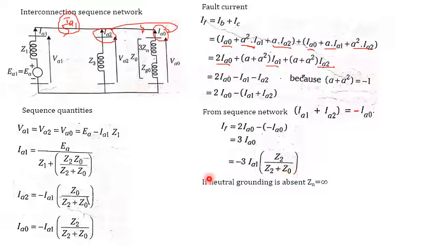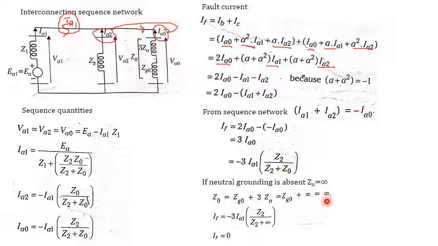Okay, so what will happen if it is not grounded? Zn will become infinite, so hence Z0 is going to be infinite. Substitute this value in this equation, 1 divided by something infinite, so this is going to be 0. If a double line to ground fault takes place on a synchronous generator and it is not grounded, the fault current will become 0.